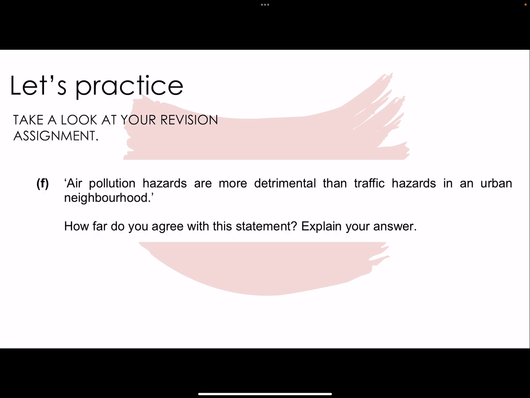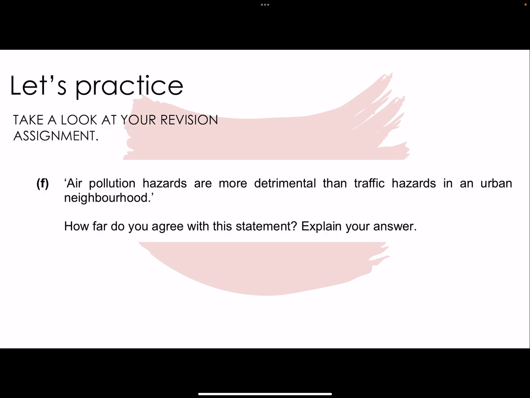So let's take a practice, right? Looking at your revision assignment, part F that you were told to not do last week, okay, we're going to do part F today. So part F actually deals with two factors, right? The trigger command word here is "more detrimental", more. So you can have two factors.